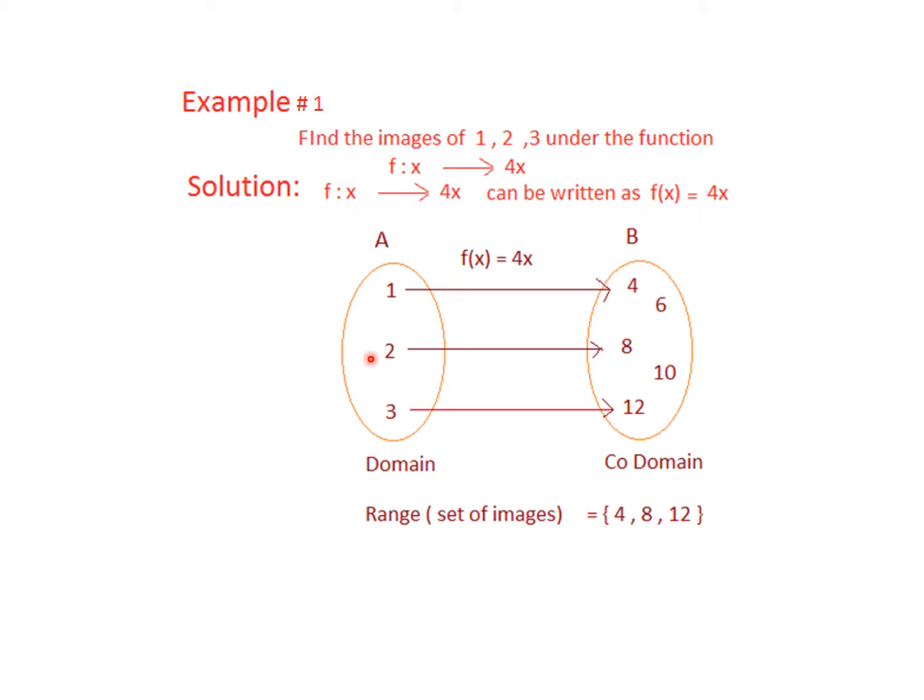We solve this example with the help of these two sets. This first set A is called domain because we have to use values from here. And we have answers in this second set. This second set B is called codomain. Okay. We use the function f(x) = 4x. We use here values of x.